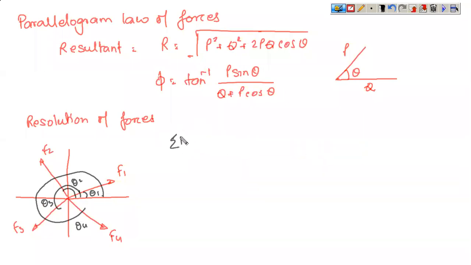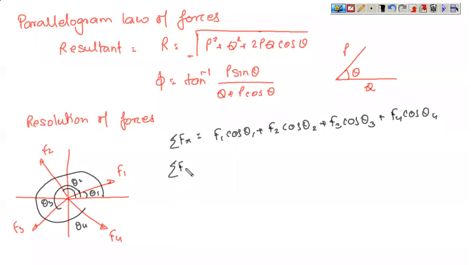So the sum of forces in x direction becomes equal to f1 cos theta 1 plus f2 cos theta 2 plus f3 cos theta 3 plus f4 cos theta 4. Similarly, if you find out fy, cos gets replaced by sine. So you have f1 sine theta 1 plus f2 sine theta 2 plus f3 sine theta 3 plus f4 sine theta 4. So these are the sums.